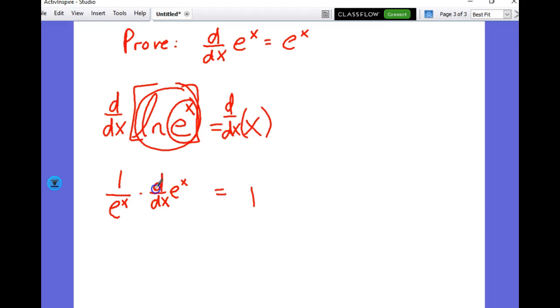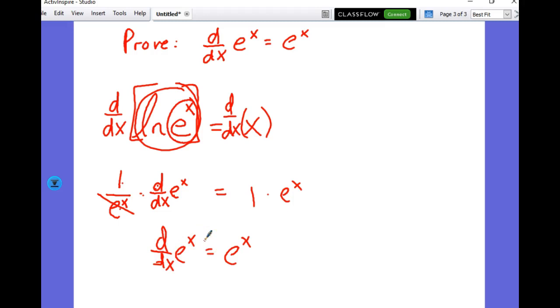So 1 over e to the x times the derivative of e to the x is 1. Well, if you multiply both sides by e to the x, this one will cancel out, and you end up with this. So there's your proof. The derivative with respect to x of e to the x is itself.